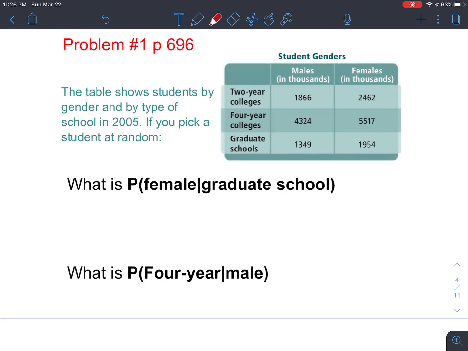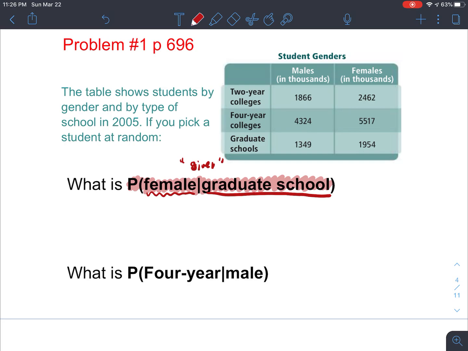Okay, so we're going to be looking at problem number 1 on page 696. It's a table that shows students by gender and type of school in 2005. And basically what you're doing is you're going to pick a student at random. So if we pick a student at random, we want to find what the probability is that that student is female given that they attend graduate school. Okay, so again, given is represented by that line. This is what we want to figure out. This is what has already occurred. Okay, so how do we figure that out?